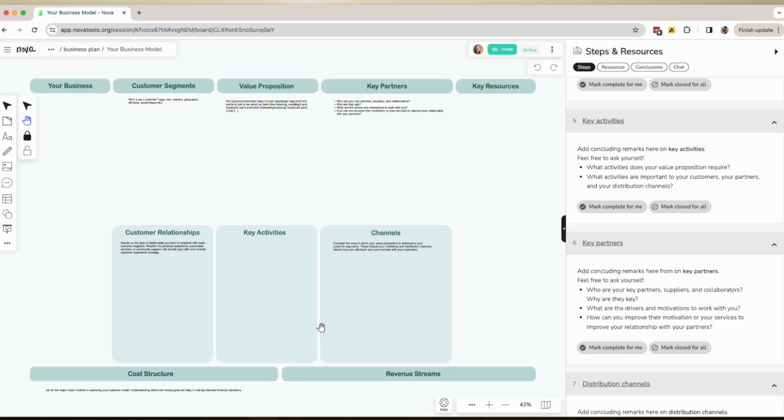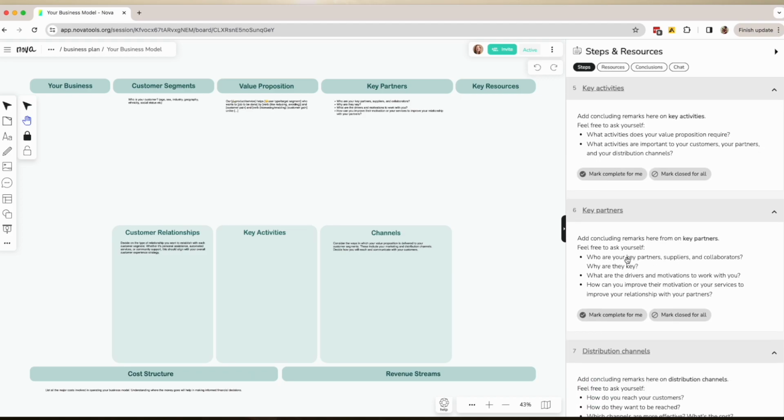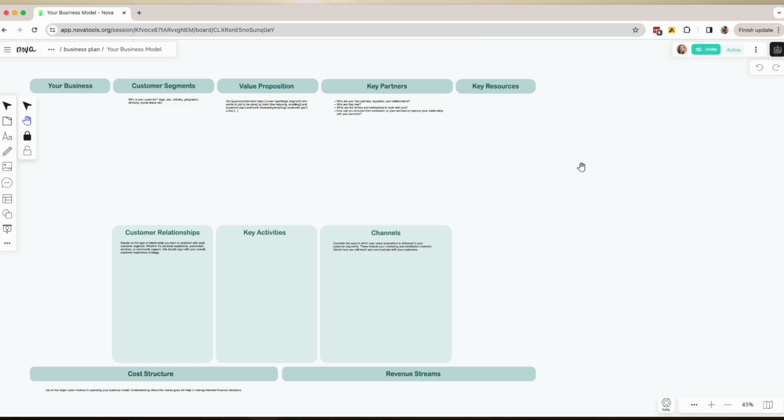Next, clarify revenue streams. Describe how your business makes money. This might include sales, subscriptions, advertising, or other methods of generating income from your value proposition.